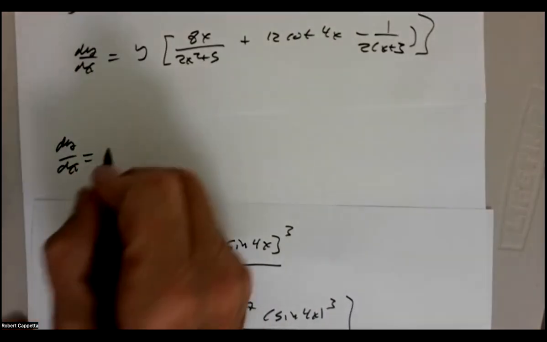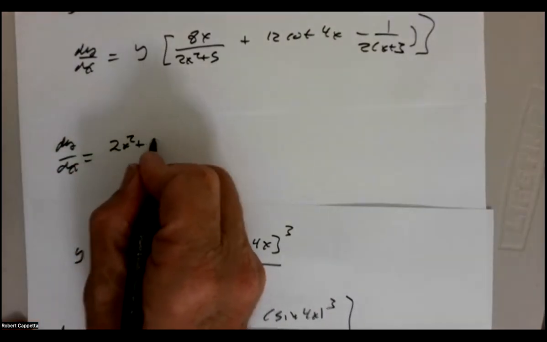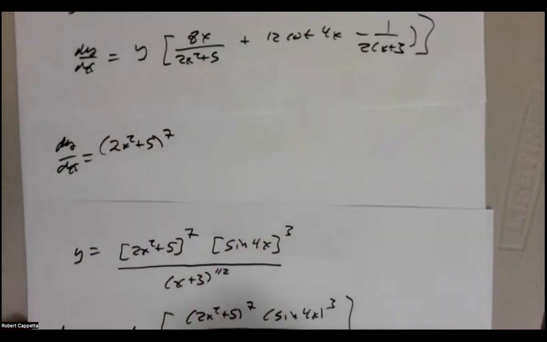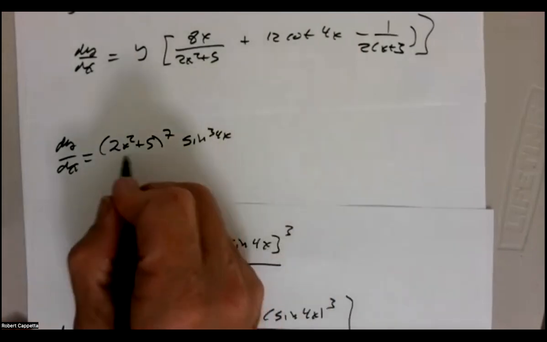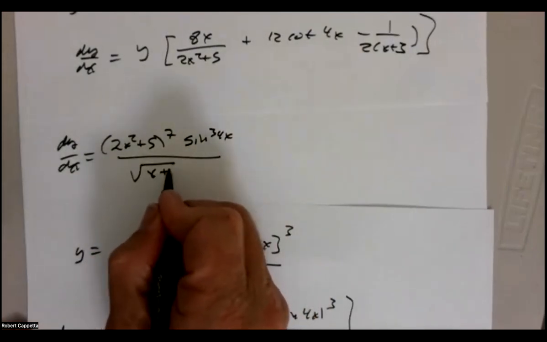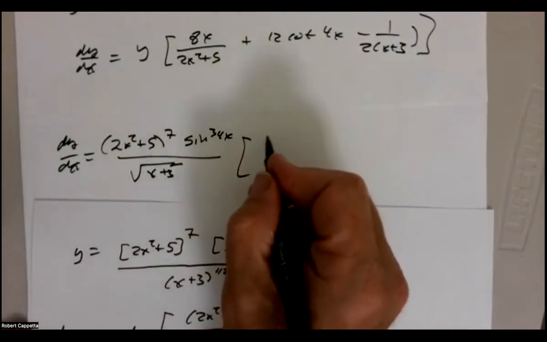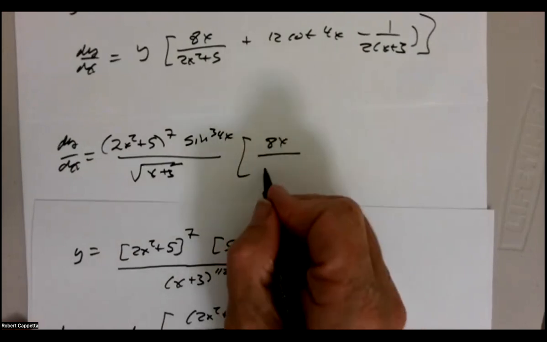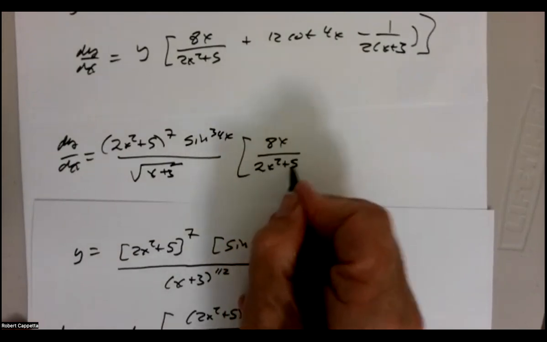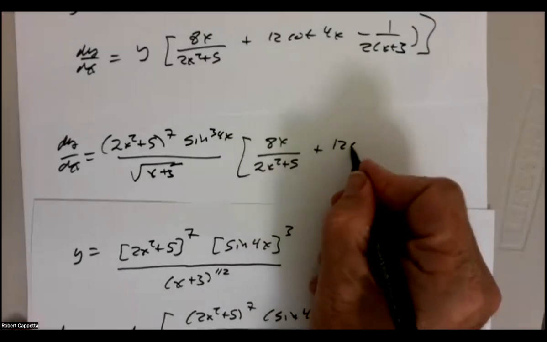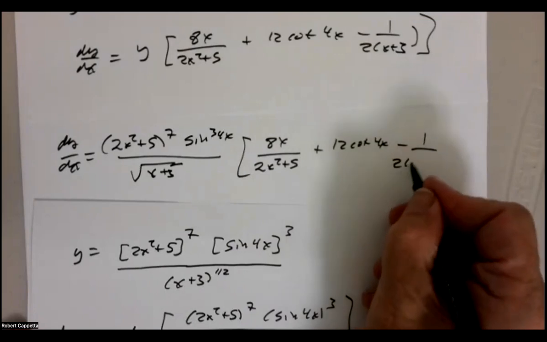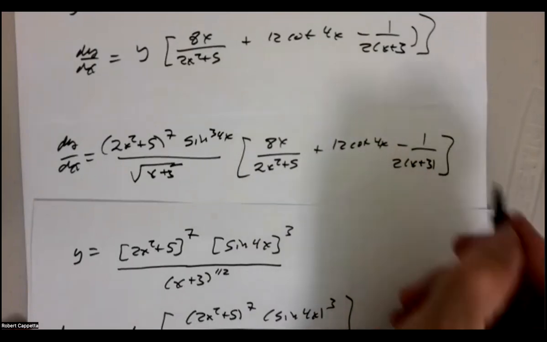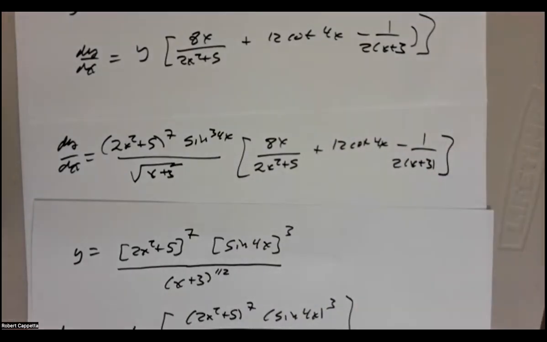dy dx equals (2x squared plus 5) to the 7th, sine cubed of 4x, over the square root of x plus 3, multiplied by all of that stuff: 8x over 2x squared plus 5, plus 12 cotangent 4x, minus 1 over 2 times x plus 3. So as miserable as that is, logarithmic differentiation makes that a little bit more manageable.